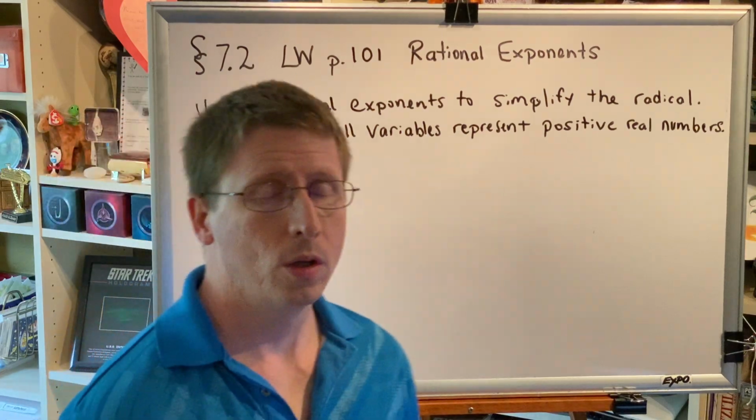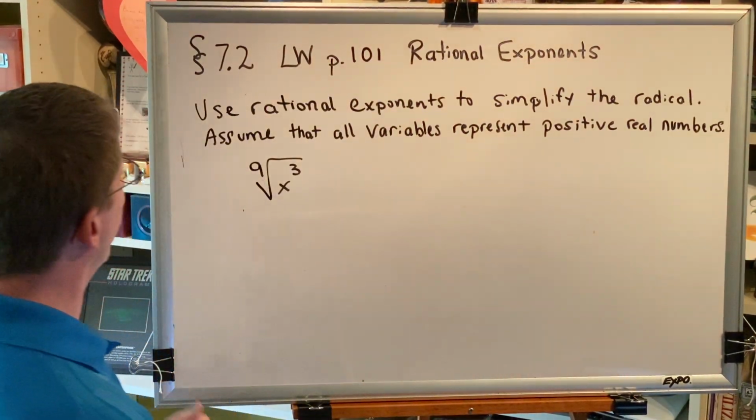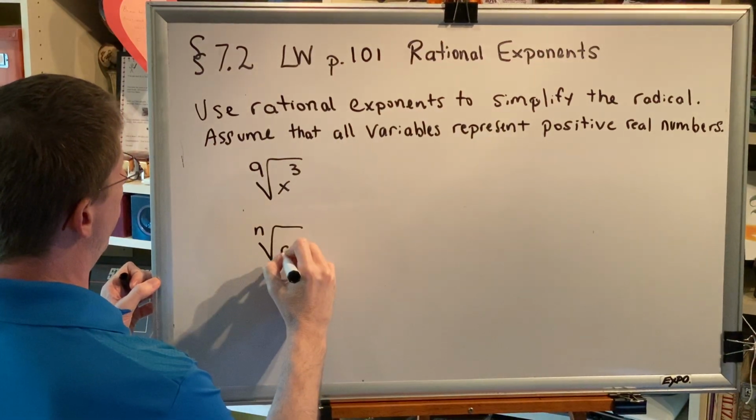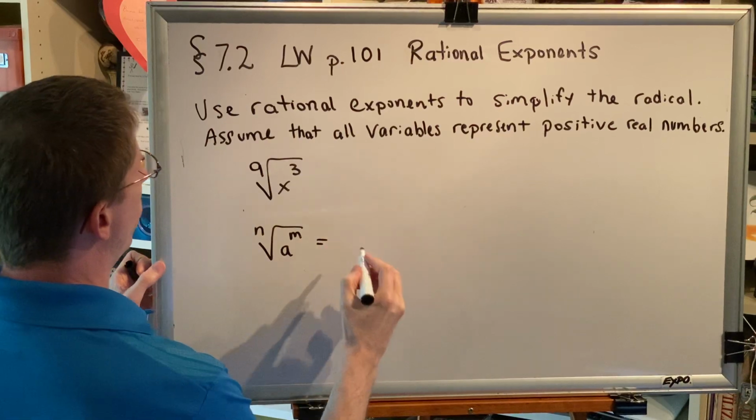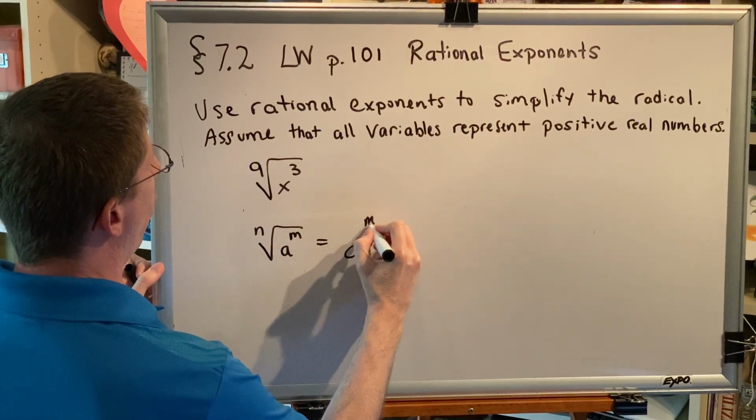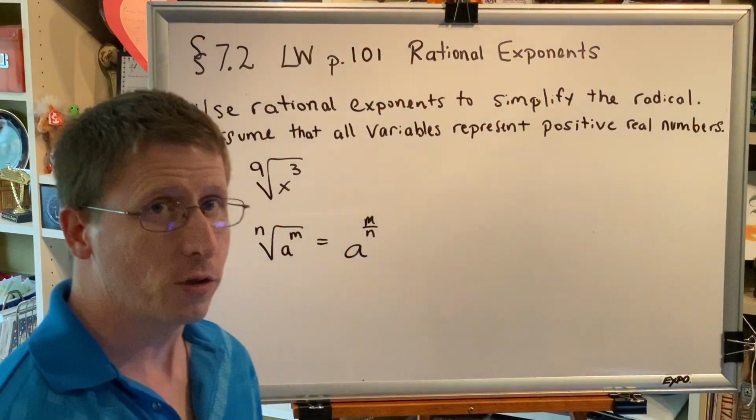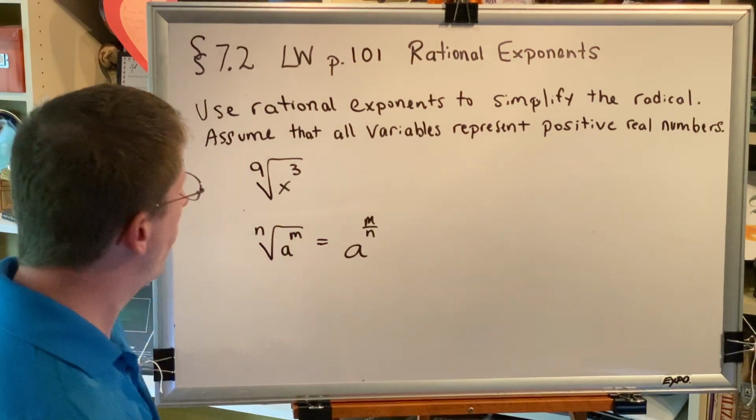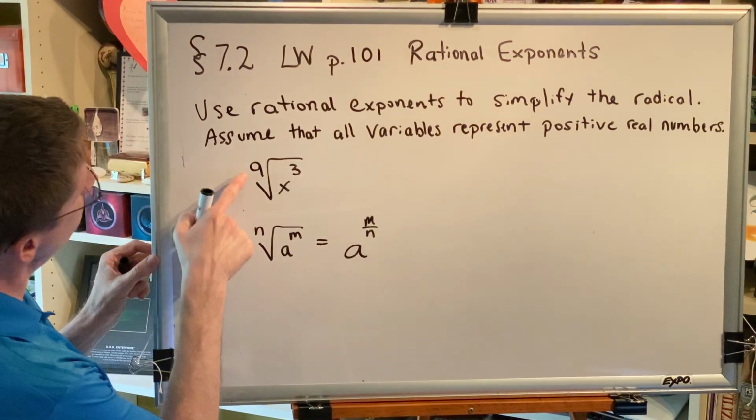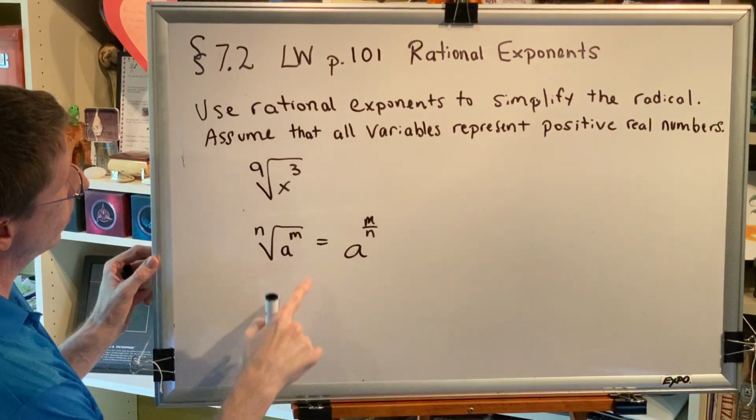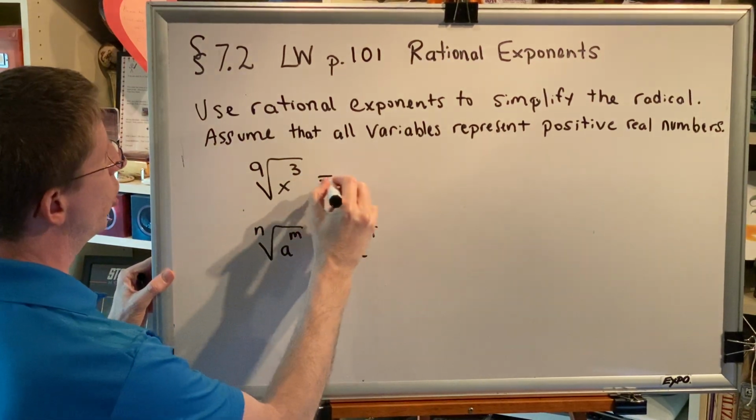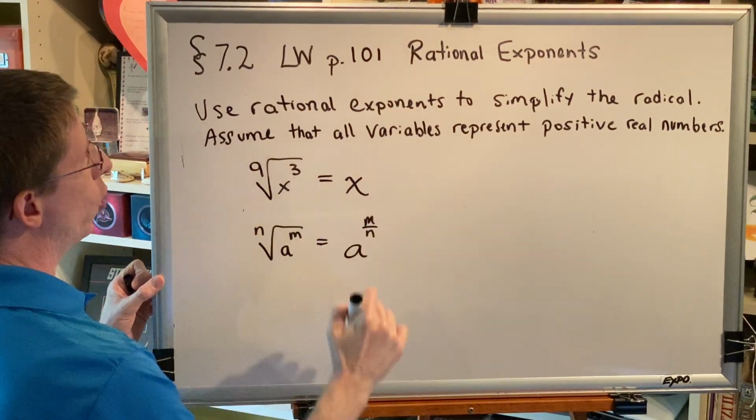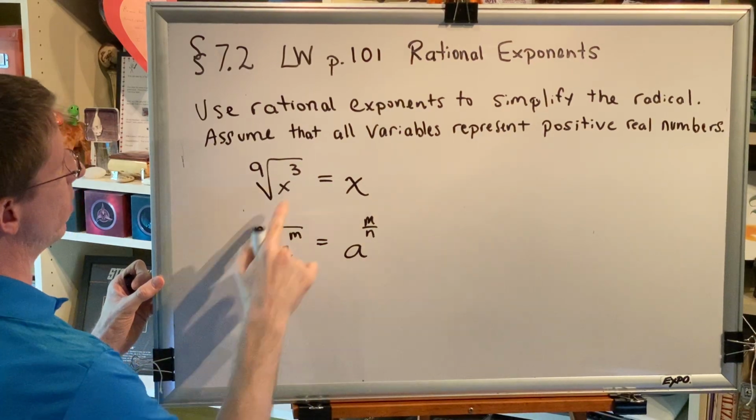Okay, to solve this problem, we want to use one of our previously learned rules, specifically the rule that says this: the nth root of a to the m power can be rewritten as a to the m over n. When we learned this rule originally, this part was on the left side, but it's the same rule. Let's compare. N is 9, a is x, m is 3. So when we rewrite this, it becomes as follows: a, which in this case is x, raised to the m over n, which in this case is 3 over 9.